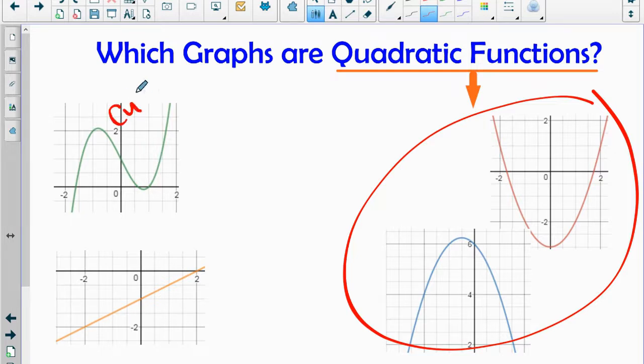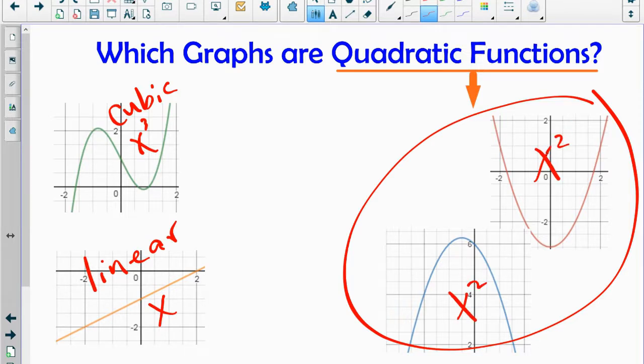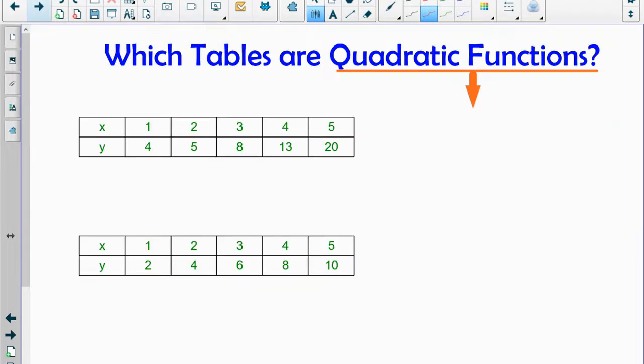This, we're not going to study it this year, but this is actually a cubic function. And then at the bottom, when it's just a line, right, line, that's a linear function, which we studied before. So cubic function would be if it's x to the third power, linear functions if it's just x to the first power. But these are our quadratic functions, our x squareds. And that's what we're going to focus on this unit. All right, last is our data.